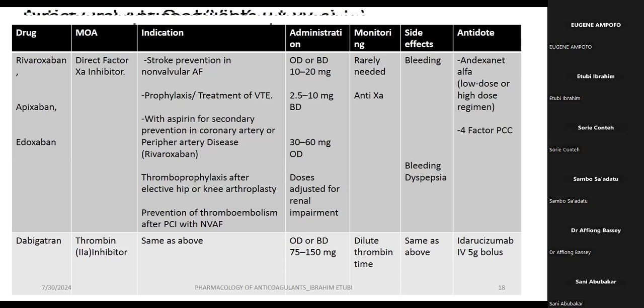And then for prevention of thromboembolism after PCI with non-valvular atrial fibrillation. So the doses are as outlined. And then there's rarely a need to monitor them, but if you have to, then it's the anti-factor 10A. It can cause bleeding and dyspepsia, and then they have an antidote, which is andexanet alfa, and you can also give them the 4-factor prothrombin complex concentrate. Then for the direct thrombin inhibitor, dabigatran, it can also be used for the same things as above, and the administration dose is above, then its antidote is idarucizumab.